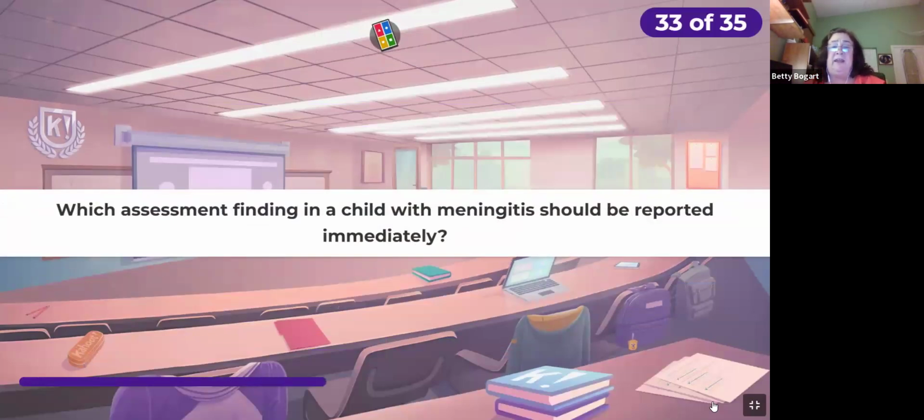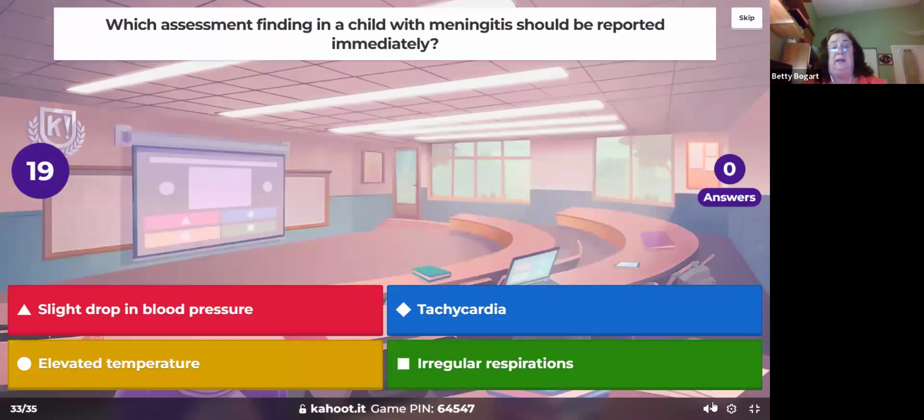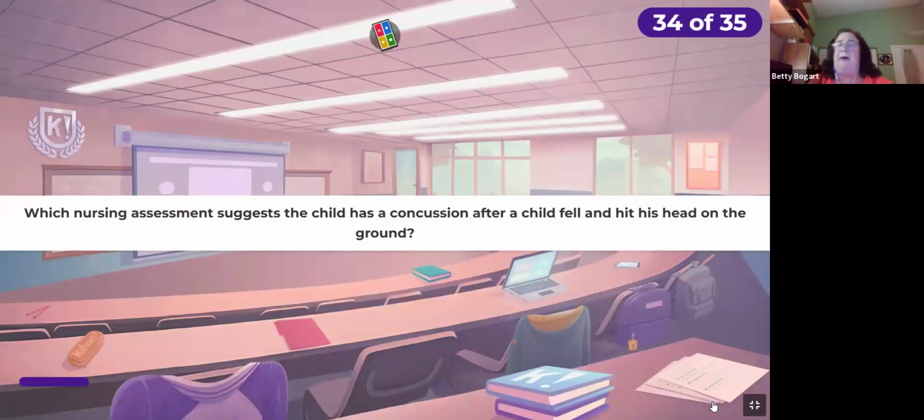Which assessment finding in a child with meningitis should be reported immediately? Meningitis, brain and meninges, has an infection. What's the big concern? And that's all about their blood pressure.